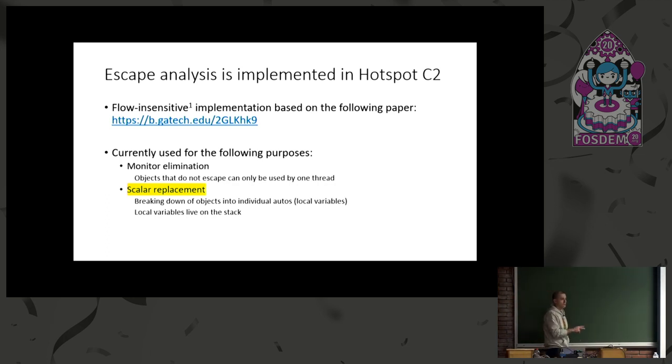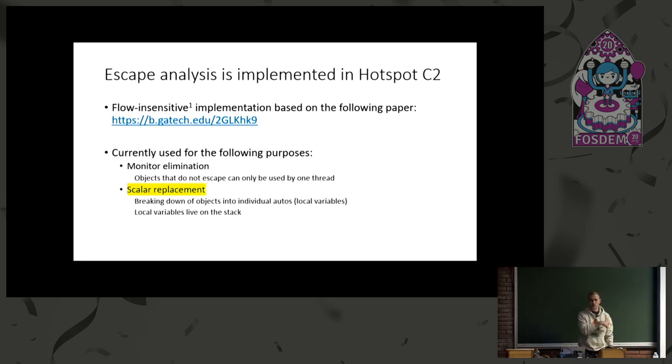Currently, it's used in C2 for the following two purposes. First, monitor elimination, which means if objects are proven not to be escaping, they can only be seen by one thread. So we can eliminate the monitor enter and monitor exit operations on these objects, so no synchronization on them. Say you're using a StringBuffer instead of StringBuilder, well, this will help.